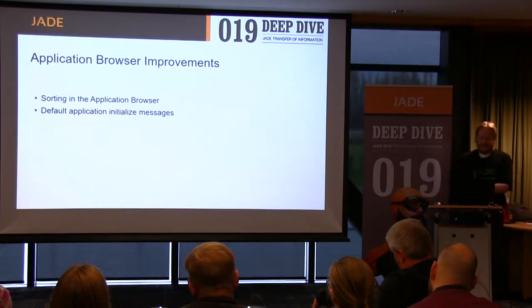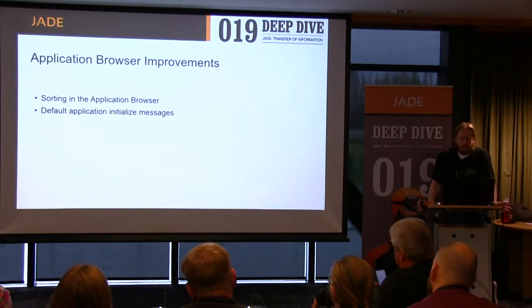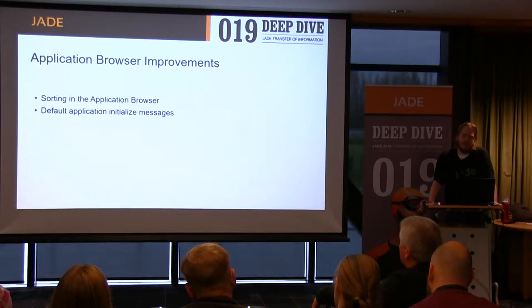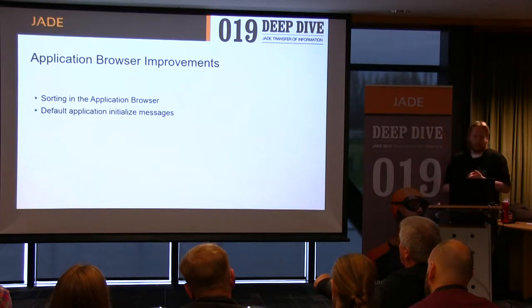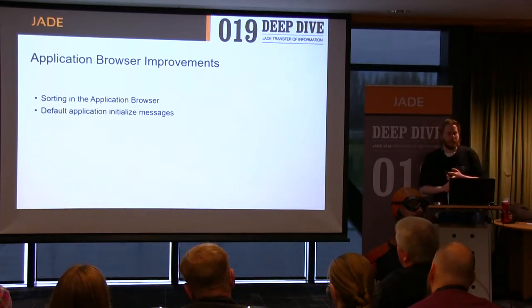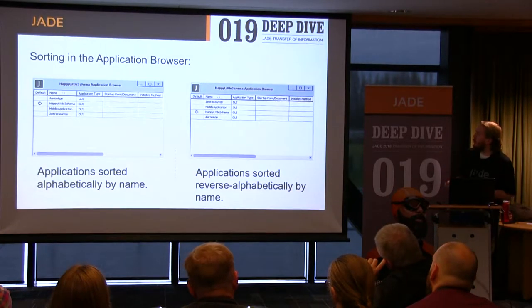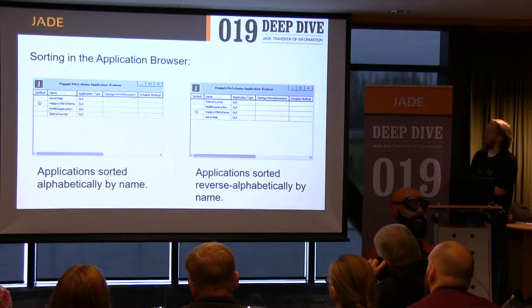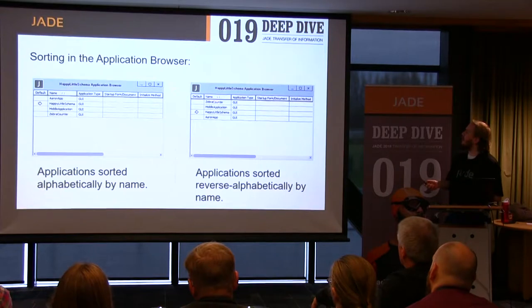Cool, so next one along, we've made a couple of little improvements to the applications browser. Both of these are pretty minor things and really just visual things to make it just a little bit easier to use and a little bit nicer. So we've got the ability to sort now, and we've also got a little bit of extra information coming your way. For sorting, this is really just as simple as you can now sort your application browser by any of the columns.